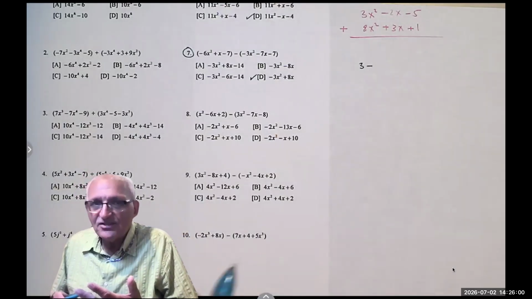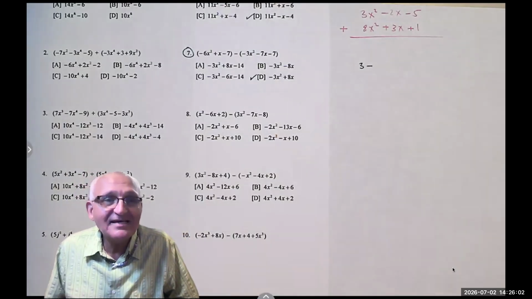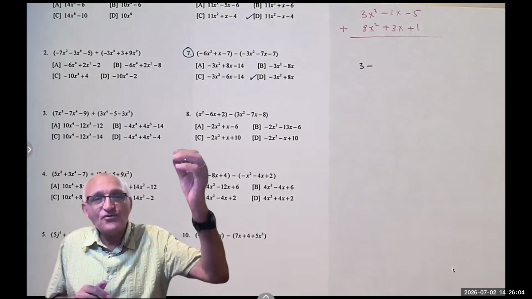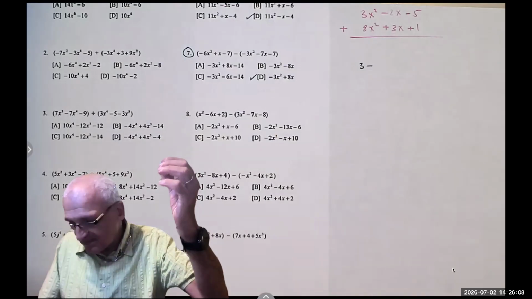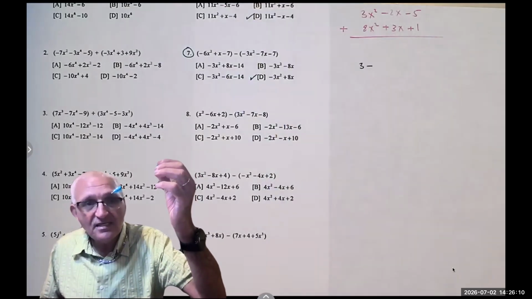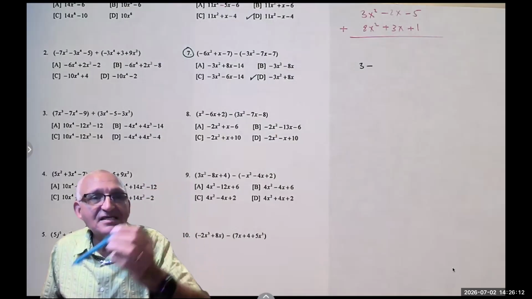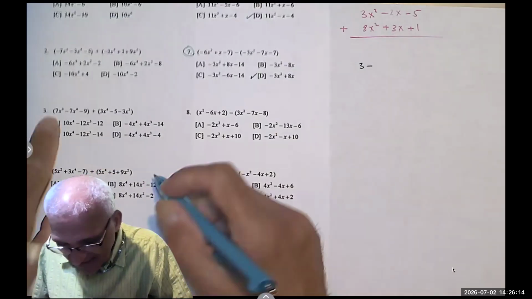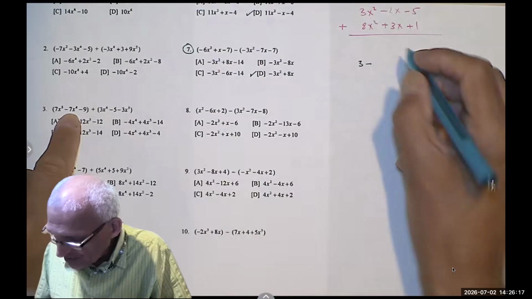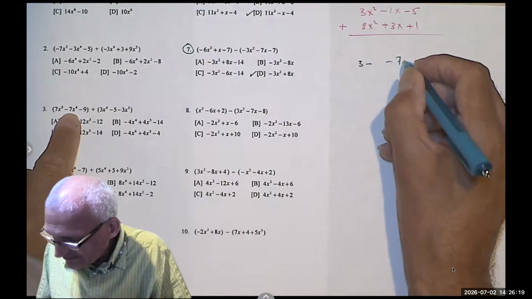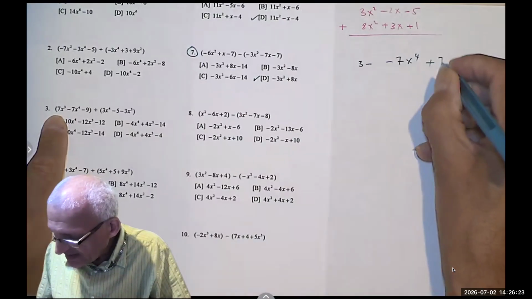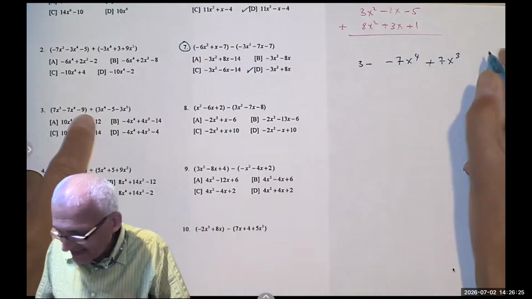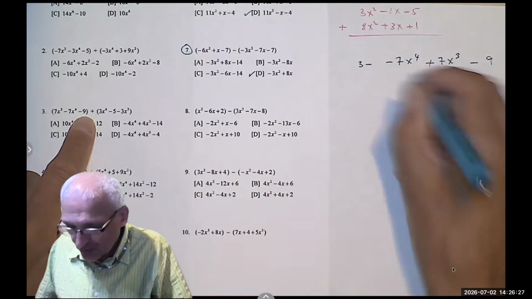No, we don't do that. You have to write them in standard form. And standard form is a form which has the variable, in this case it's x, in fact in all of them is x, with decreasing degrees. The highest degree here is 4. So I'm going to write negative 7x^4 first. And then I have plus 7x cubed. And then I have minus 9. There is no x squared or x.